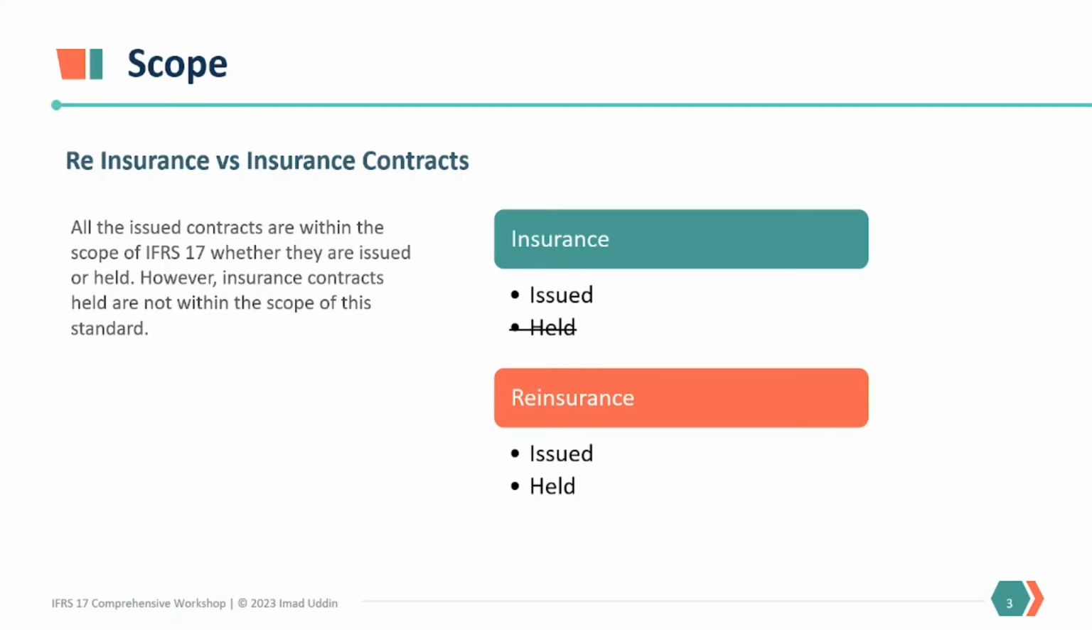For example, in the books of the company or factory that is insuring its own factory against damage, that particular insurance contract is held, and for the insurance company issuing that contract, in the books of that insurance company, the insurance contract is issued. So IFRS 17 is applicable only to issued insurance contracts, but in case of reinsurance contracts, IFRS 17 is applicable to both issued and held.